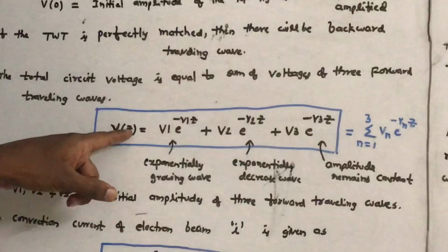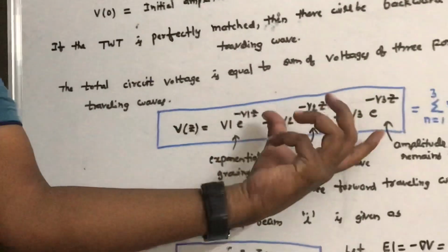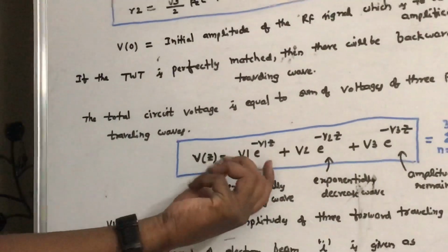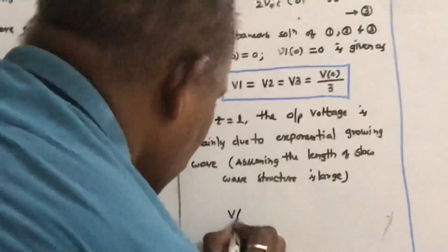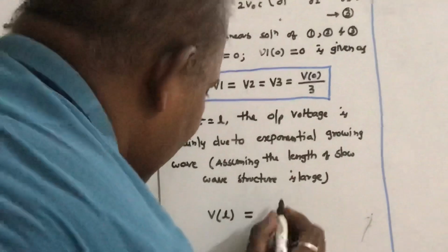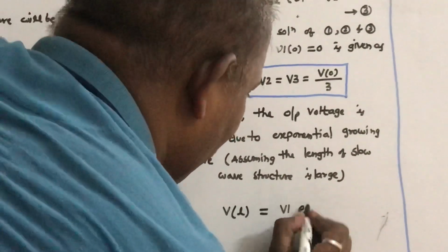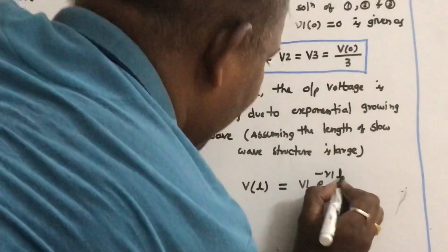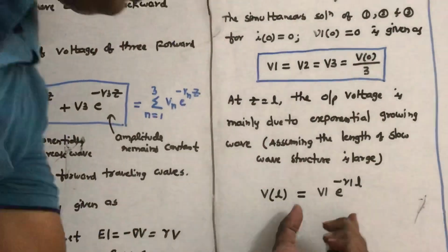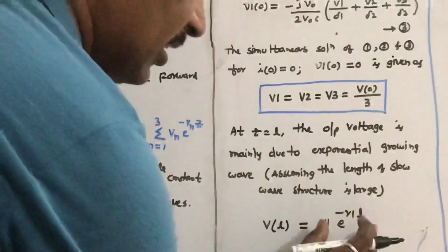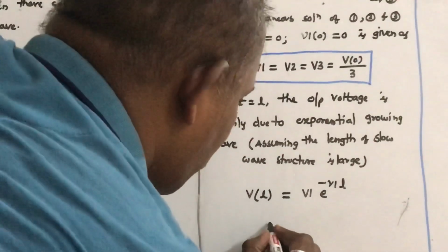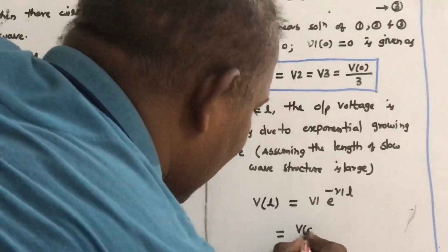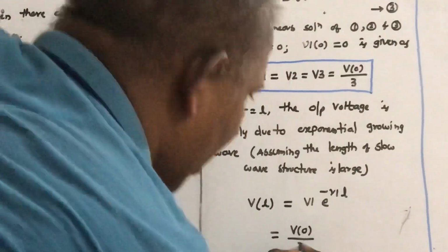So therefore substitute in this equation Z is equal to L and remove these terms, because this is the mainly dominating component. So V of L, the output voltage at L, is nothing but V1 into e power minus gamma 1 into L. Neglect the remaining terms because this is the mainly contributing term for amplification. So substitute what is V1. V1 is nothing but V0 by 3, which we have calculated.